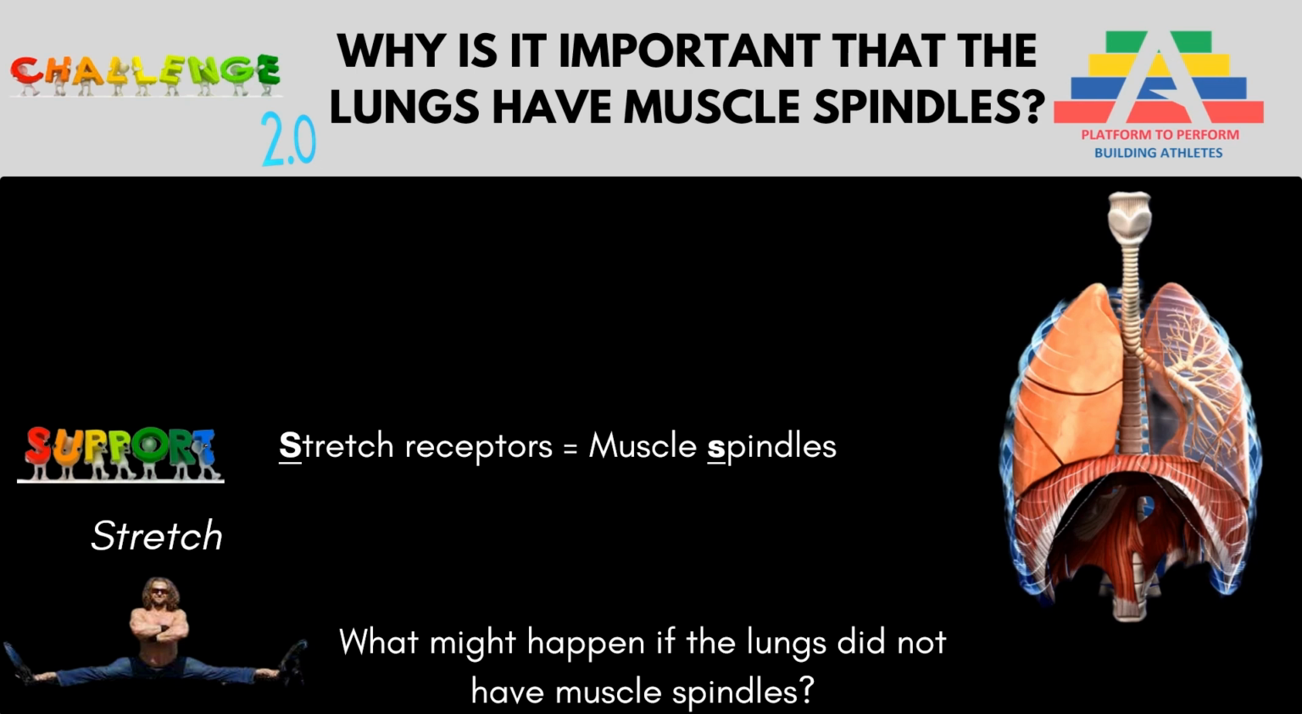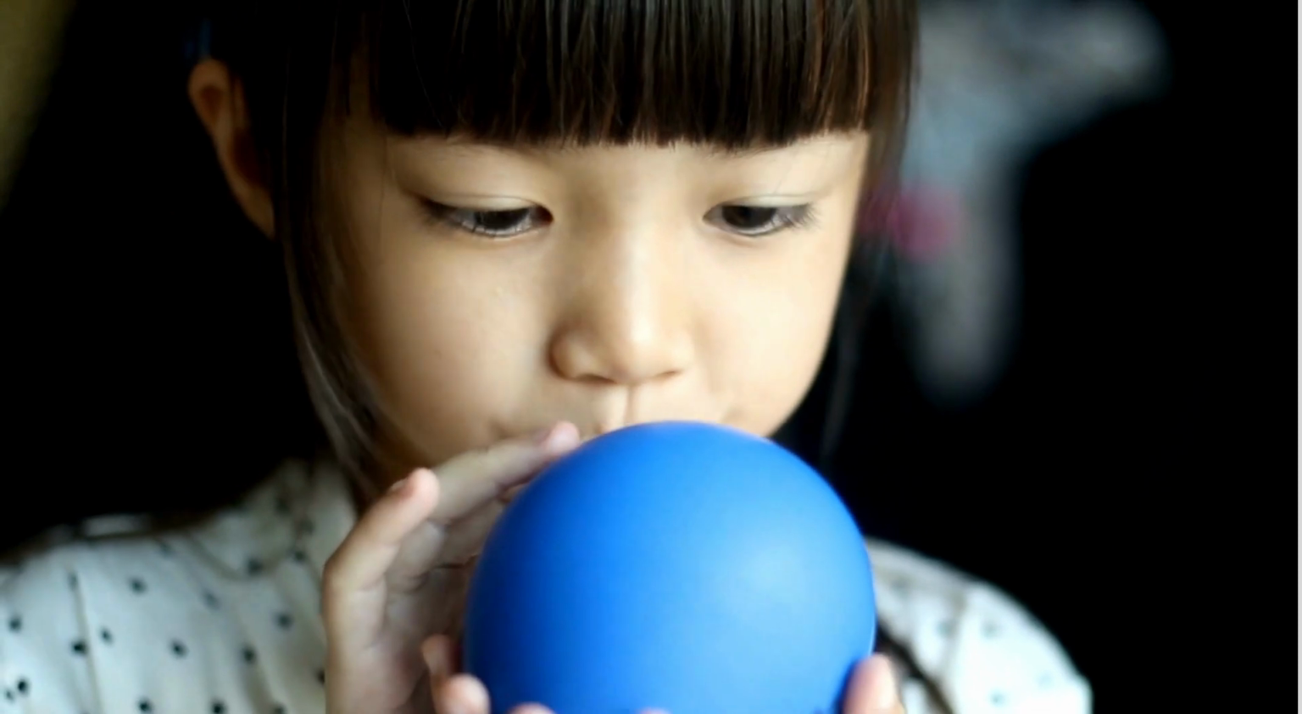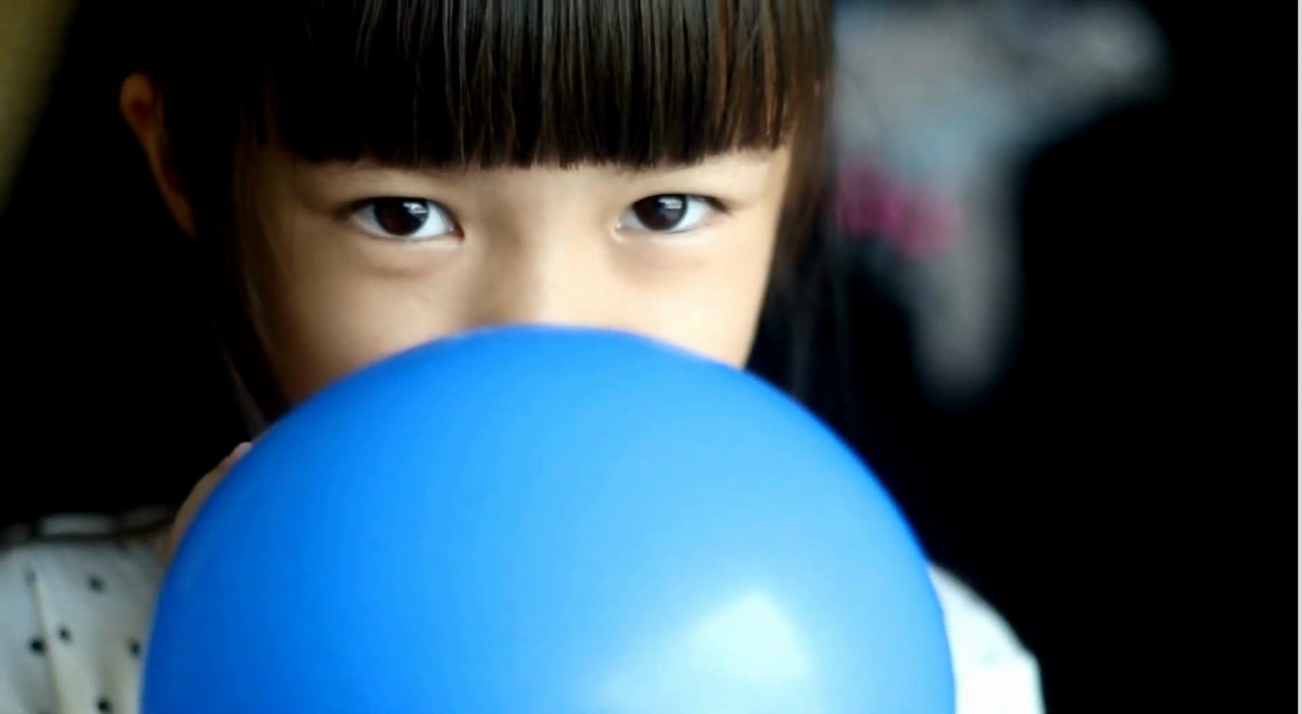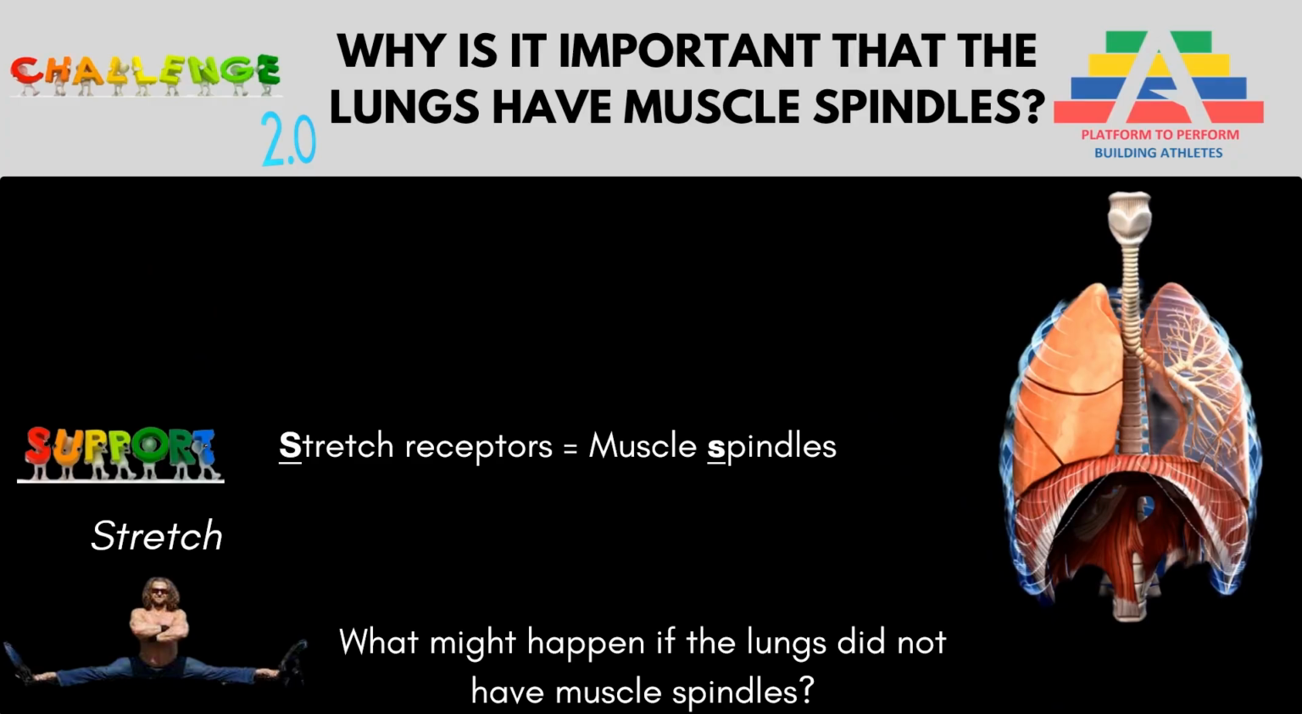Now here's a challenge question. In the lungs, we have something called muscle spindles. Remember from the previous slide, muscle spindles are effectively stretch receptors. Now think about your lungs as a balloon. What would happen if the lungs didn't have any muscle spindles? What would happen if there was no way of detecting that the lungs were getting overstretched?